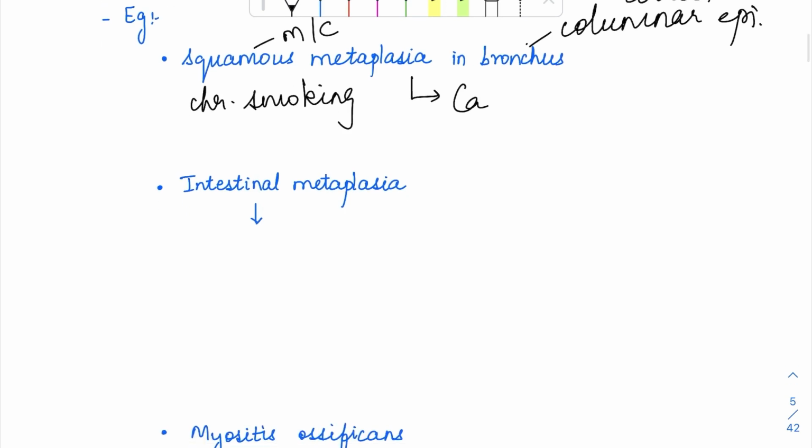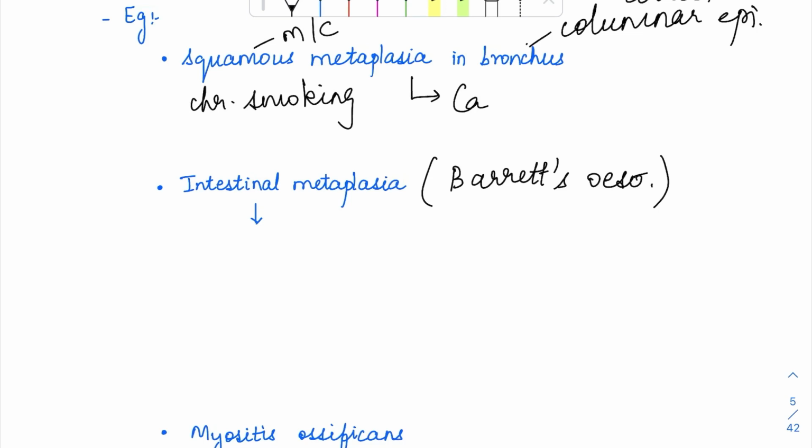metaplasia will be intestinal metaplasia. We all know it by another name, which is Barrett's esophagus. Barrett's esophagus happens in the lower end of the esophagus, in patients who have gastroesophageal reflux disease. Due to the loss of tone in the lower esophageal sphincter, it is going to be lax, and the acid present in the stomach is going to regurgitate into the lower end of the esophagus.